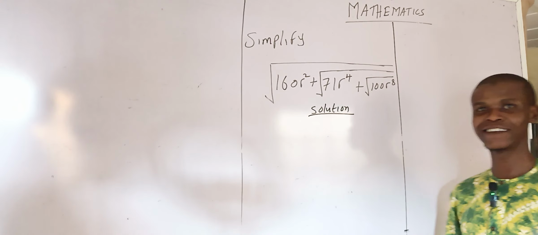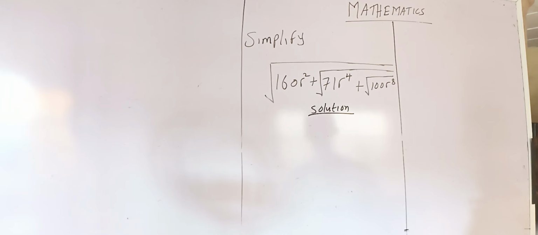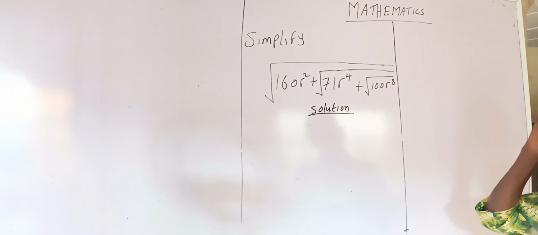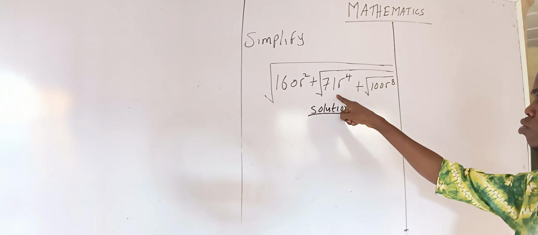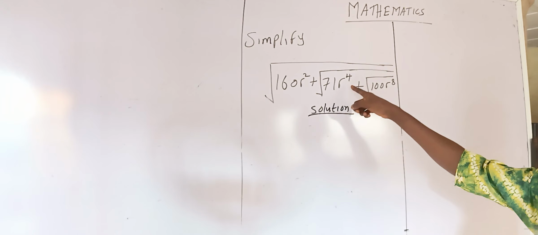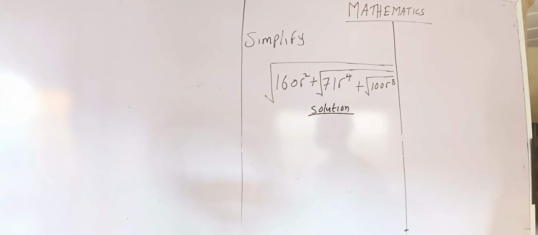Welcome back again. So today we'll be looking into simplification of this question: a big square root of 160 r squared plus another square root of r squared plus 71 r to the power of 4 plus another square root of 100 r to the power of 8. Now how do we go about this?